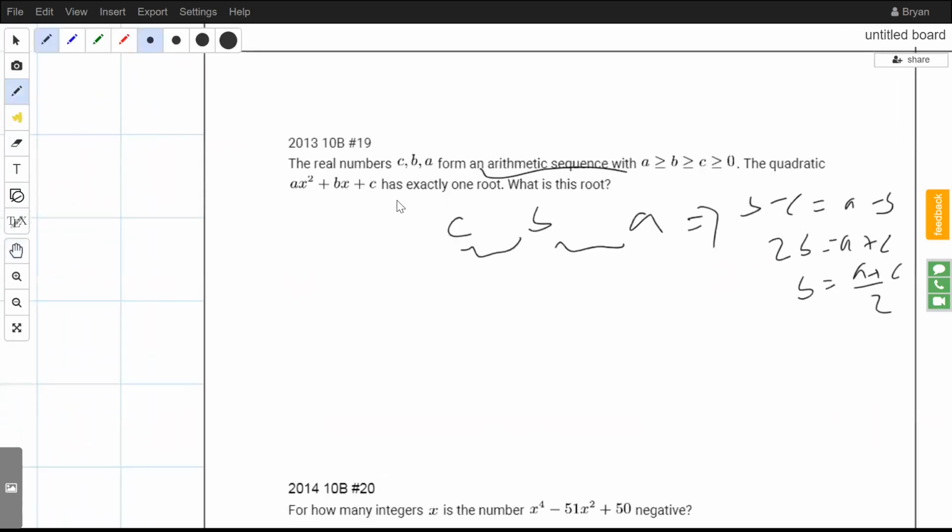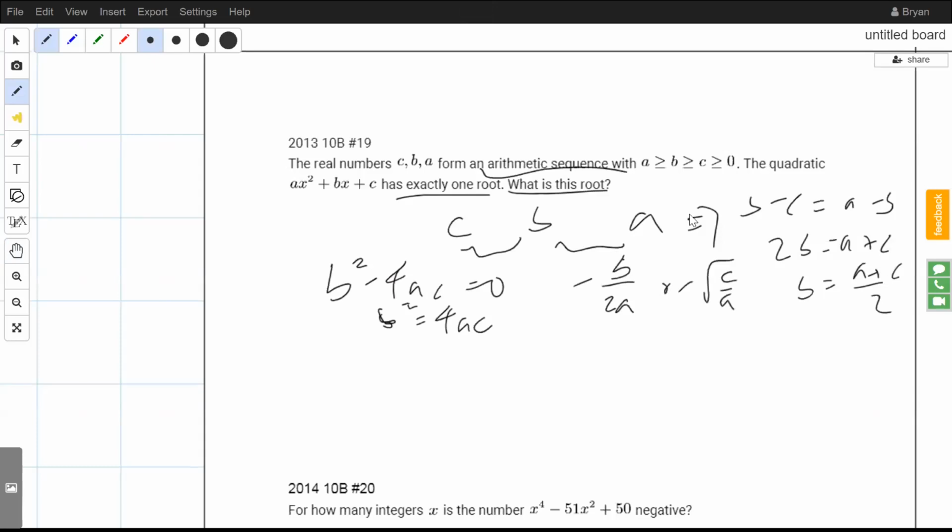First, we know that it has exactly one root. And I mentioned earlier, this means that the discriminant is 0. The discriminant here is going to be b squared minus 4ac equals 0, or b squared equals 4ac. And we want to find the root. This root is going to be negative b over 2a, or the square root of c over a.